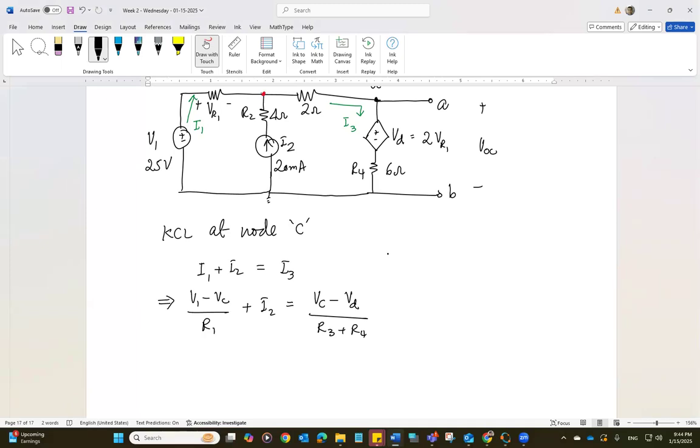So you can easily see that the current flowing from node C to node D will simply be VC minus the voltage VD divided by the total resistance in the path of the current, which is R3 plus R4.